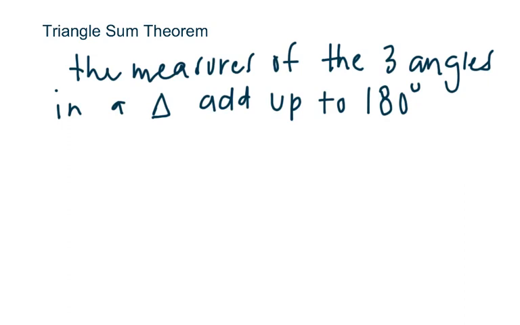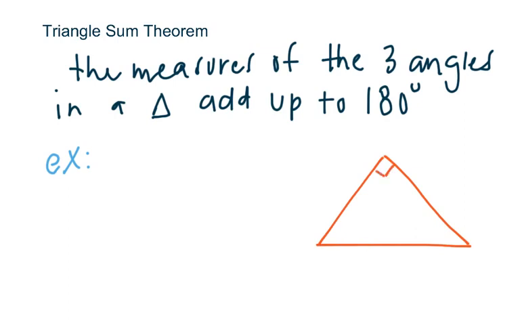Alright, so let's look at an example. So let's say we have a triangle over here. And this one's going to be our 90 degrees. Let's say that this is 62 degrees. So what would this angle be over here?